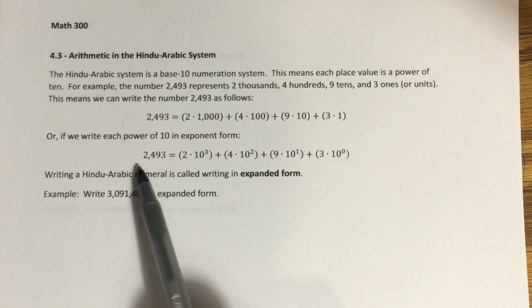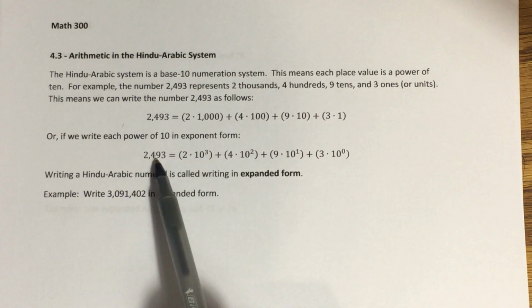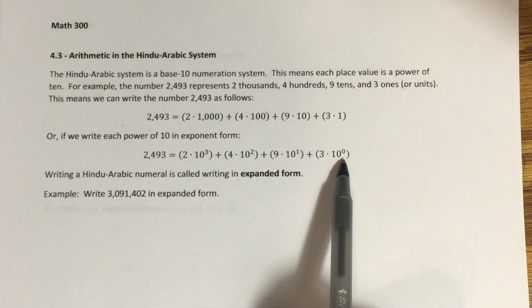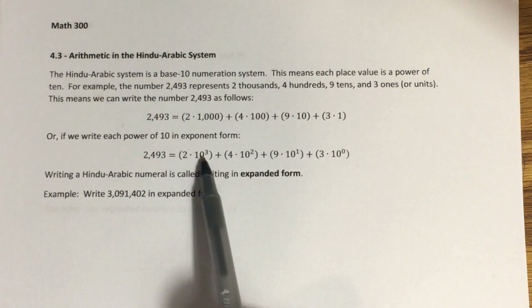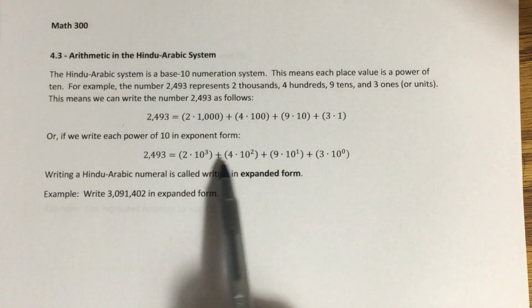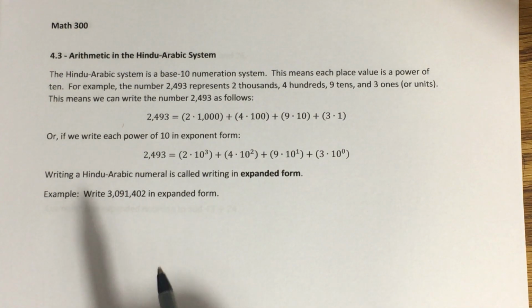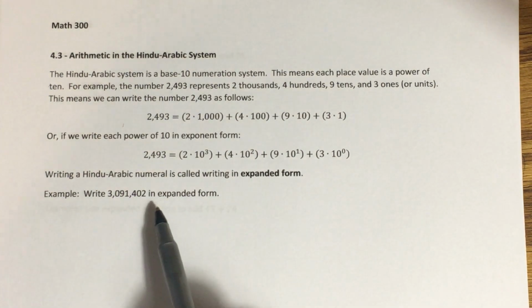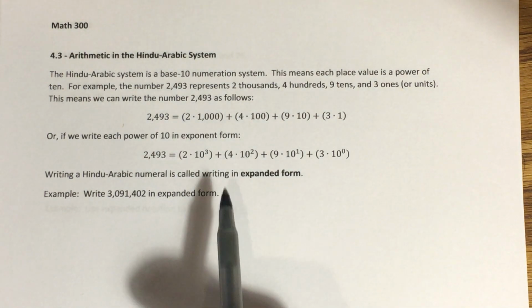When we take a numeral or a number in Hindu-Arabic form and we write it out in this long form like this, where we have the digits multiplied by the place value represented as 10 to a power, and then we sum all of those, this is called the expanded form of this number.